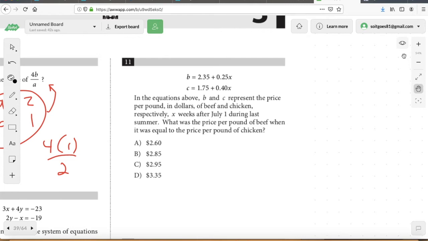Let's clarify what we're solving for. Again, I'm going to underline the last sentence in the question. What was the price per pound of beef when it was equal to the price per pound of chicken? So we're trying to find when B equals C, when the beef price equals the chicken price for some number of weeks, x.